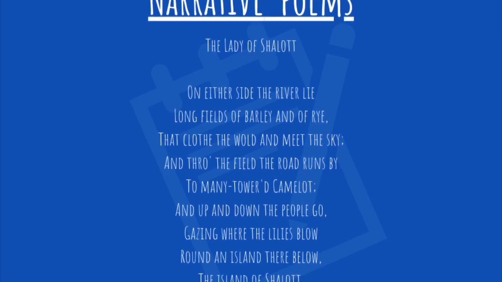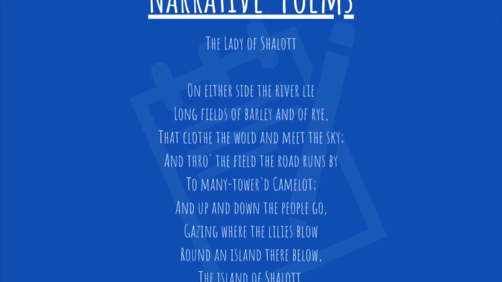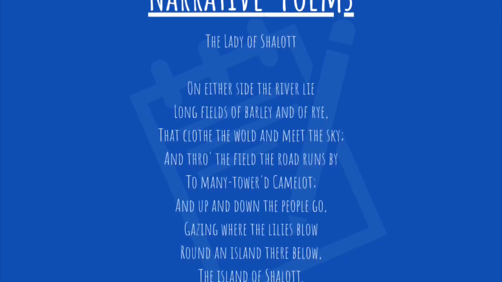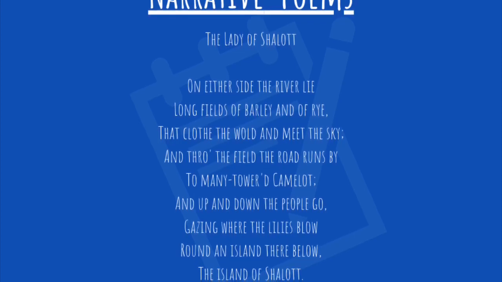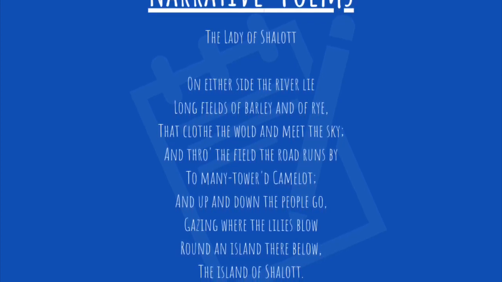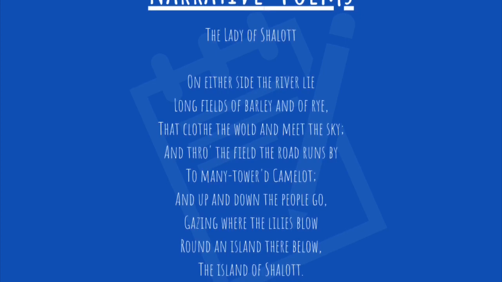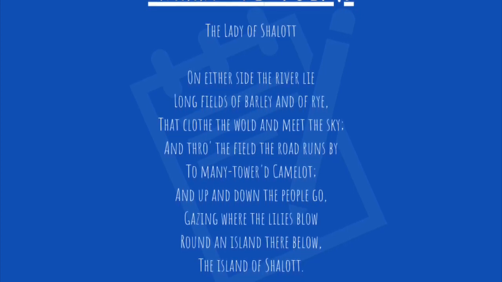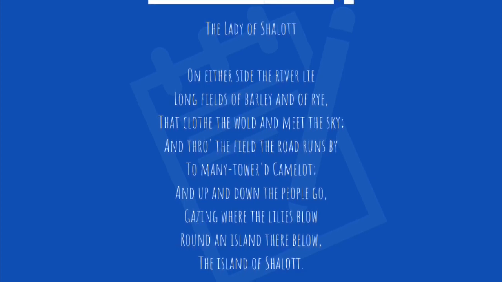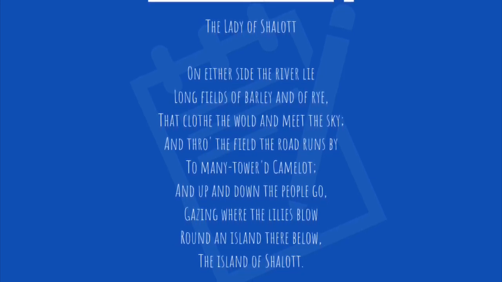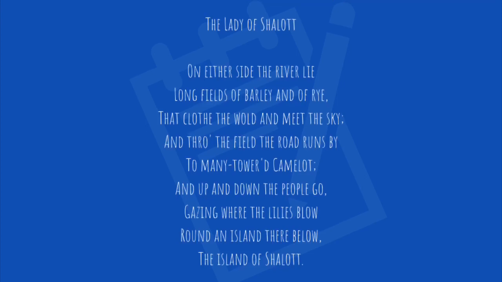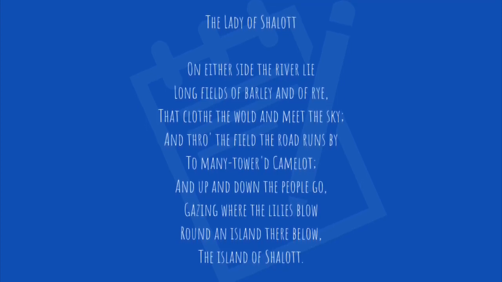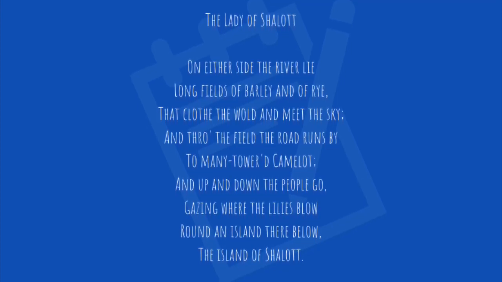So here we go. The Lady of Shalott. On either side the river lie long fields of barley and of rye, that clothe the wold and meet the sky, and through the field the roads run by to many towered Camelot. And up and down the people go, gazing where the lilies blow, round an island there below, the island of Shalott.